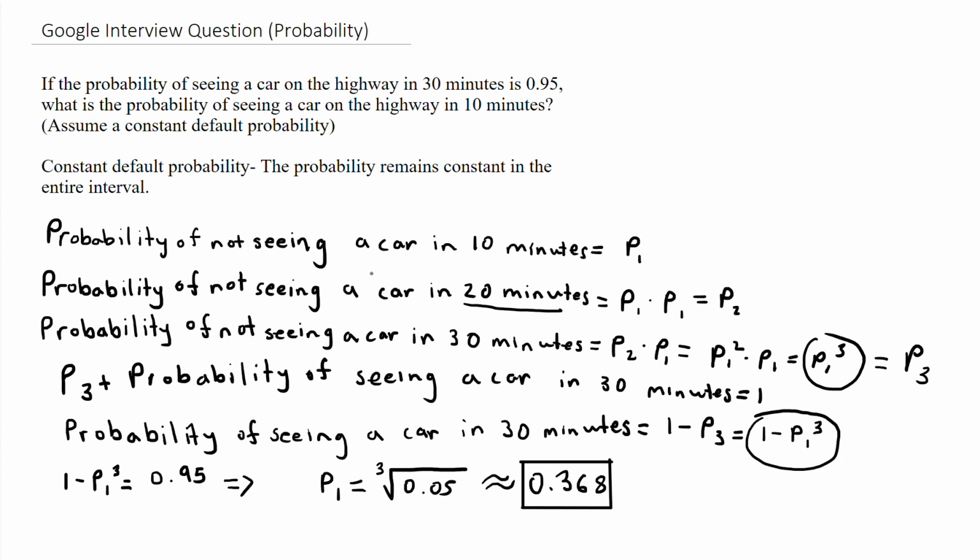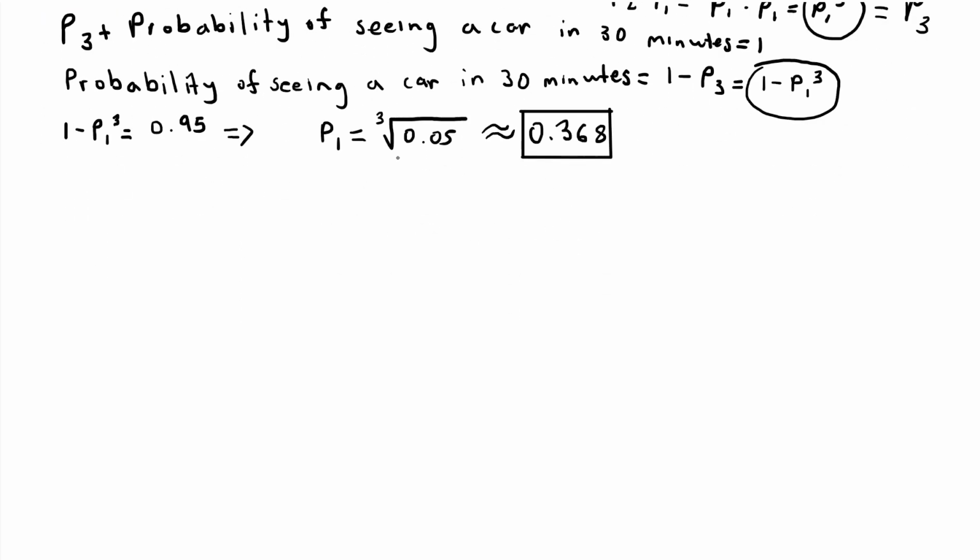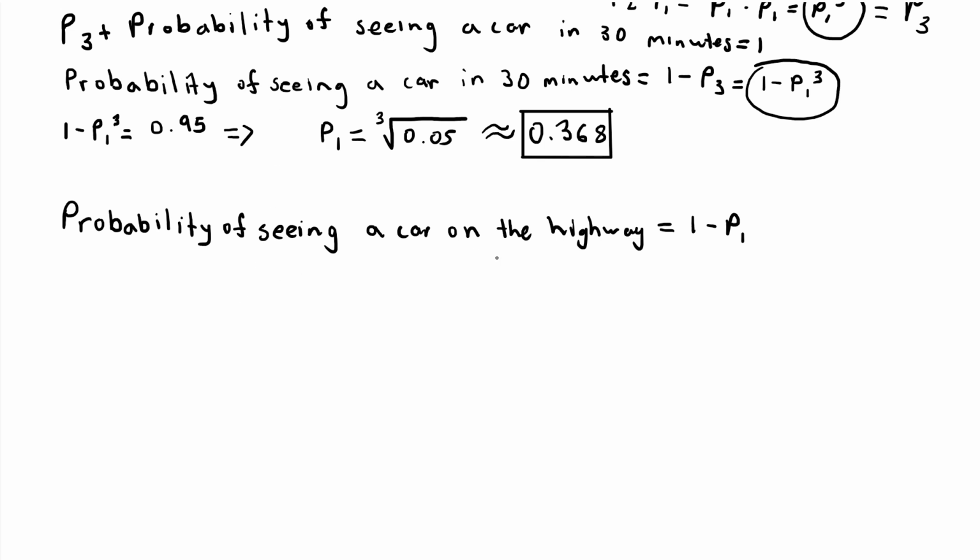So now we found our original quantity, the probability of not seeing a car in 10 minutes, but we're told to find the probability of seeing a car on the highway in 10 minutes, which is the exact opposite of this. And again, the probability of not seeing a car on the highway in 10 minutes and the probability of seeing a car on the highway in 10 minutes are the only two cases, hence they have to sum to 1. So the probability of seeing a car on the highway is equal to 1 minus P1, which is equal to 1 minus 0.368, and we get our final answer of 0.632.